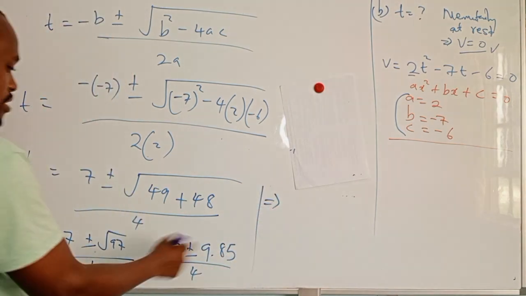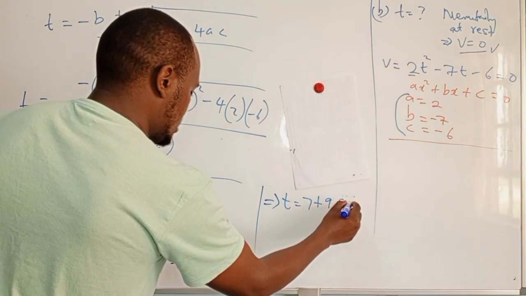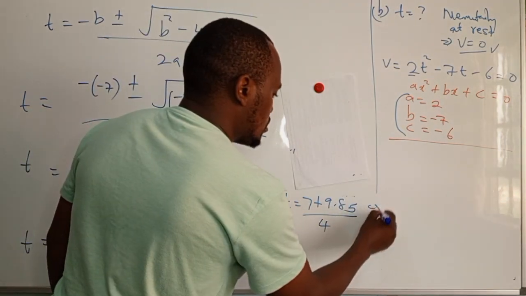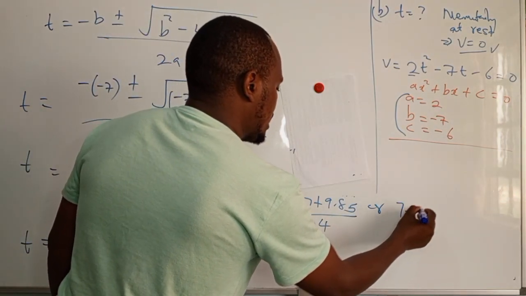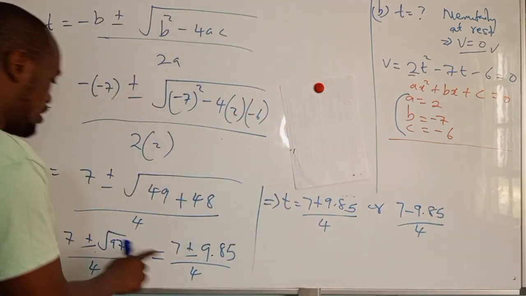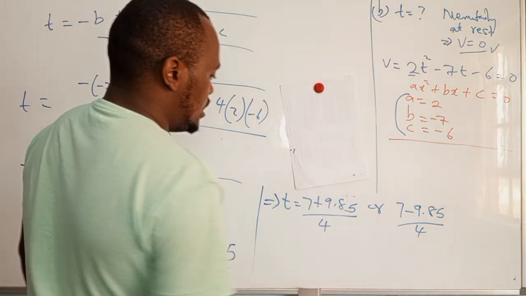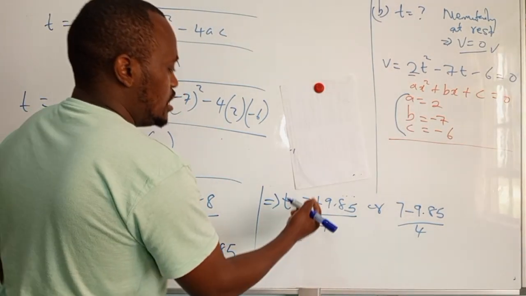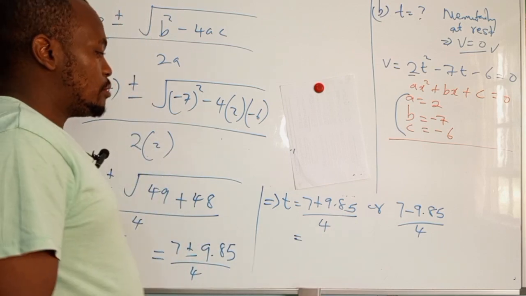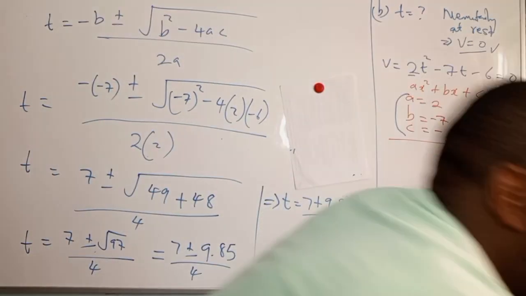So our t is either 7 plus 9.85 over 4 or 7 minus 9.85 over 4. Remember, plus or minus. So you can start with plus, then the second is minus. So here t is 7 plus 9.85, that is 16.85, divided by 4.